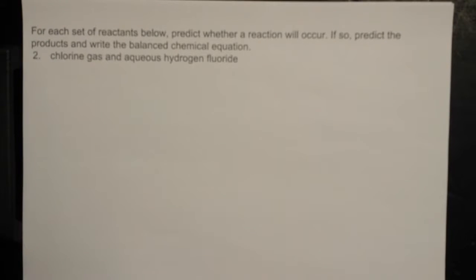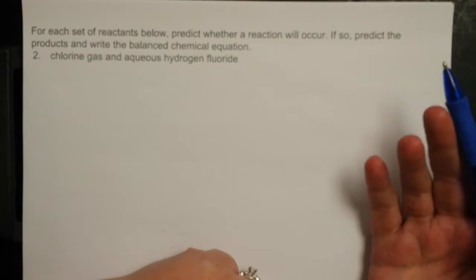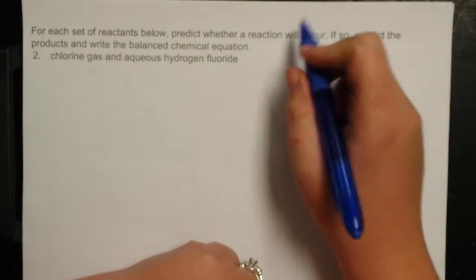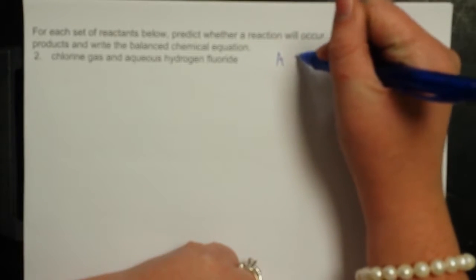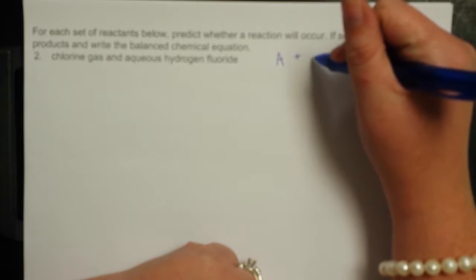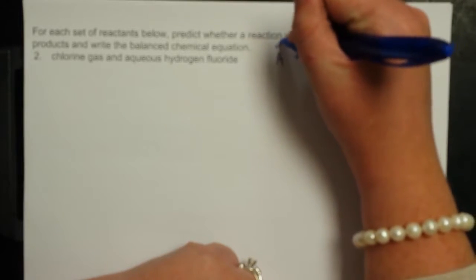In this example, we're going to still do a single replacement or single displacement. However, this time we're going to look at how it works with nonmetals. So let's say we've got a nonmetal A with another compound, BX, where A is a nonmetal.